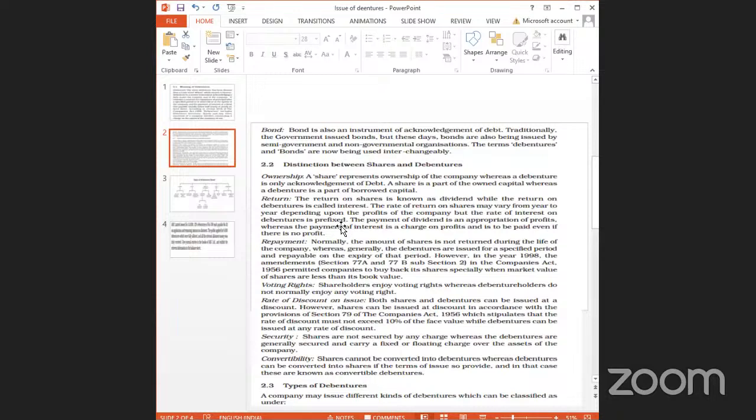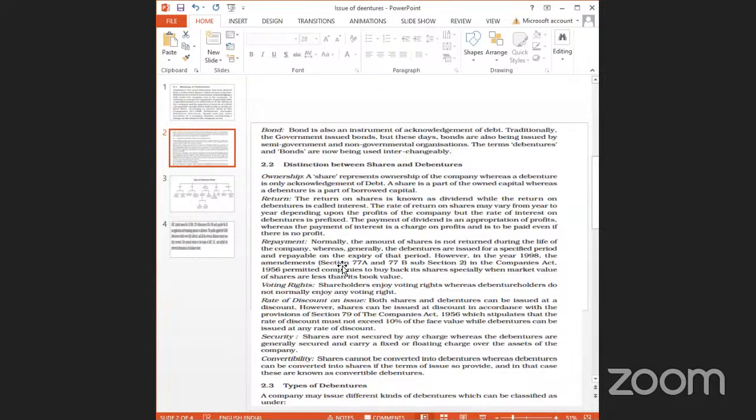Now we just discussed the distinction between debenture and loan. In the same way, you are already aware of the distinction between shares and debentures. Shareholders are the real owners of the company. They are the risk bearers of the company. On the other side, debenture holders are lenders or creditors of the company.